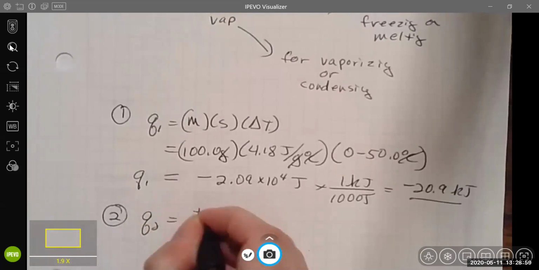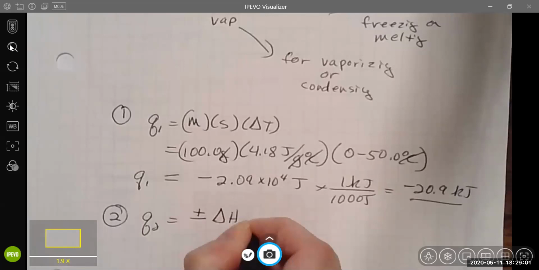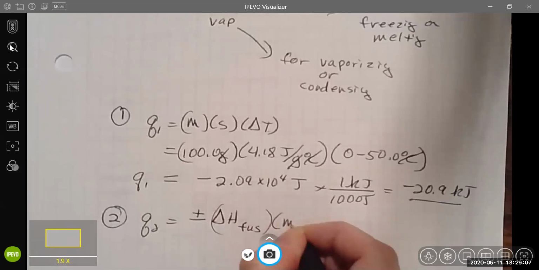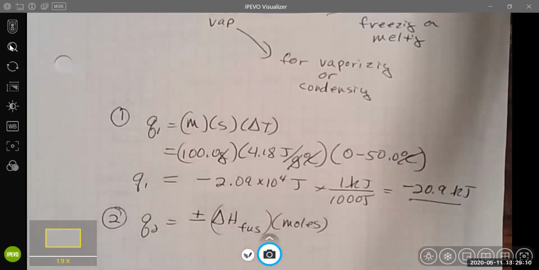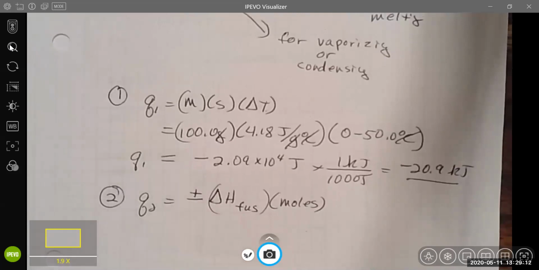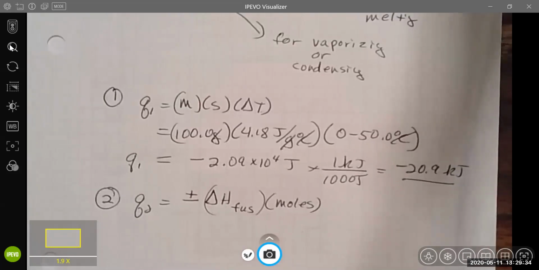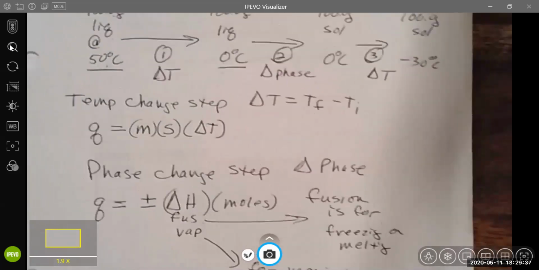Q2 equals plus or minus delta H of fusion times the moles. Now, what's this plus or minus business? Well, the energy can be going up or down. The delta H of fusion just tells us how much energy it takes to freeze or melt. You have to decide whether the energy is coming or going. A big indication is if the previous step is negative, then this one's going to be negative as well.